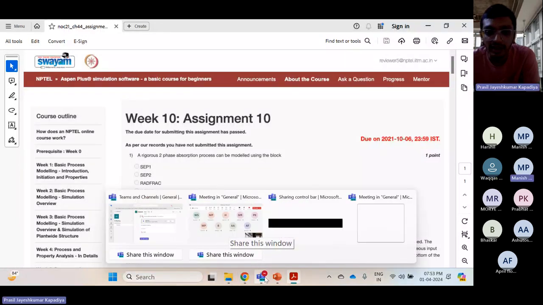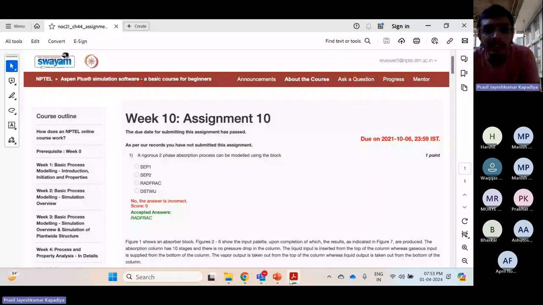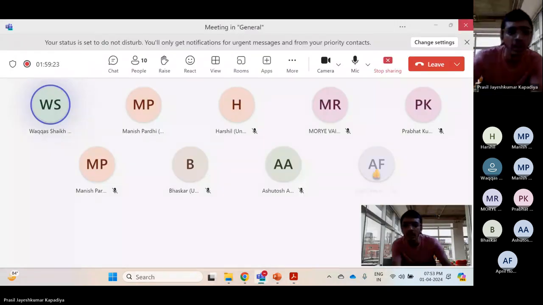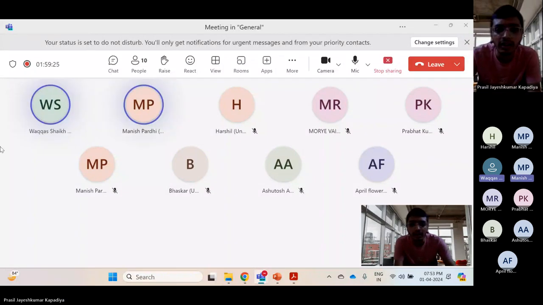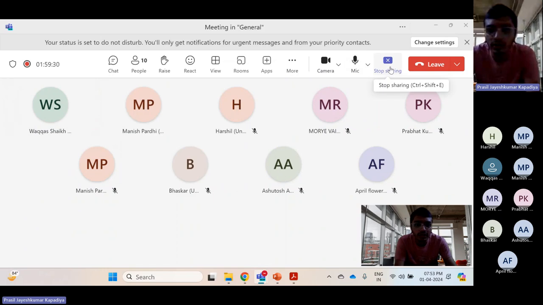Hello. I cannot see your screen. Can you share it again? Is this visible? No, I cannot see your screen. Anyone else? It is completely blank for me. Okay, I will redo it. I'm sorry, I don't know why it's happening.